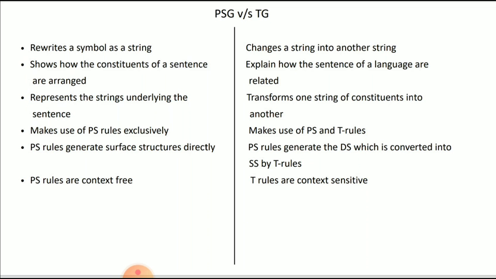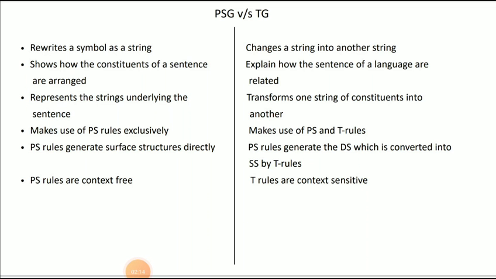Then it makes use of PS rules exclusively. It makes use of phrase structure rules exclusively, and phrase structure rules generate the surface structure directly, and by applying the phrase structure rules you will be able to reach the surface structure. Now PS rules are always context free, which means that it is not based on the context. PS rules are not applied to a particular sentence type. It is irrespective of whether it is interrogative or imperative, you apply PS rules.